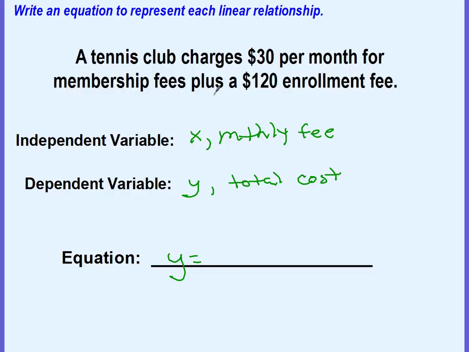Now we need to come up here and figure out what we need to do to find the total cost. It said it charges $30 per month. Well, we know the month is going to be our X. It's $30 per month. This per means to multiply. So we're going to multiply 30 times the number of months. And then it says plus $120 fee. So this plus means we're going to add $120. And there's your equation. Y equals 30x plus 120.